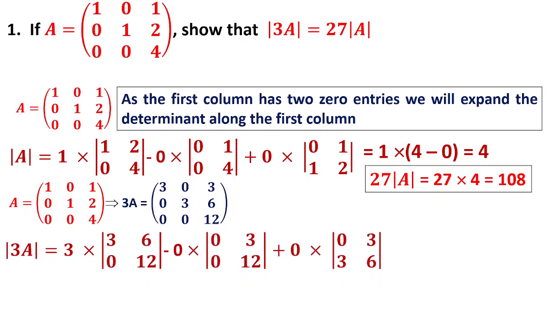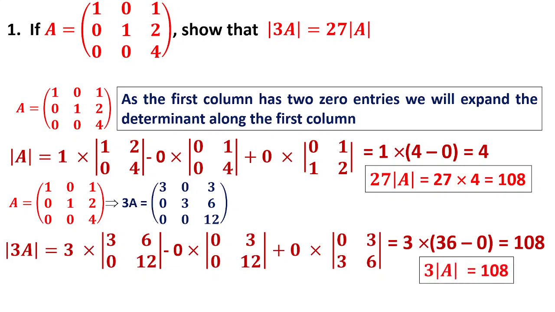Once again, I will expand it with respect to the first column. 3 into a 2 cross 2 minus 0 into 2 cross 2 plus 0 into 2 cross 2. I am getting the answer as 108. Therefore, I conclude that the magnitude of determinant 3A is nothing but 108. Therefore, determinant 3A is equal to 27 into determinant A.